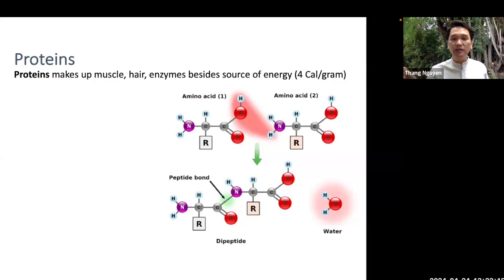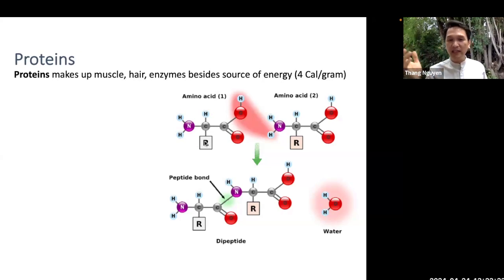They are polymers of what is known as amino acids. An amino acid basically has an amine group and a carboxylic acid group. If you have that, you call it an amino acid. Now, what differentiates each amino acid is this R group.